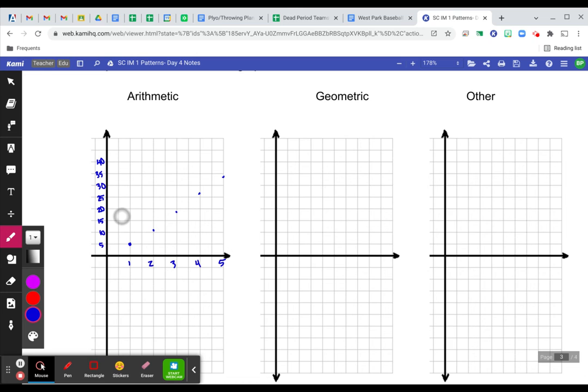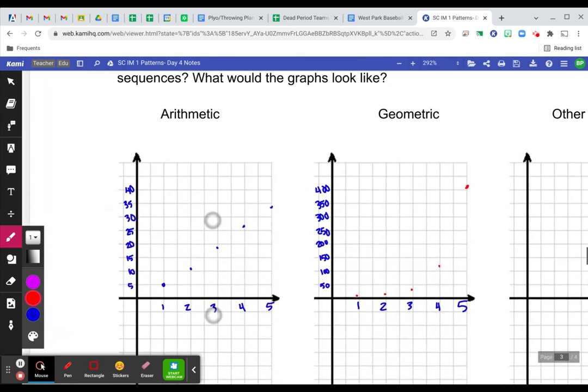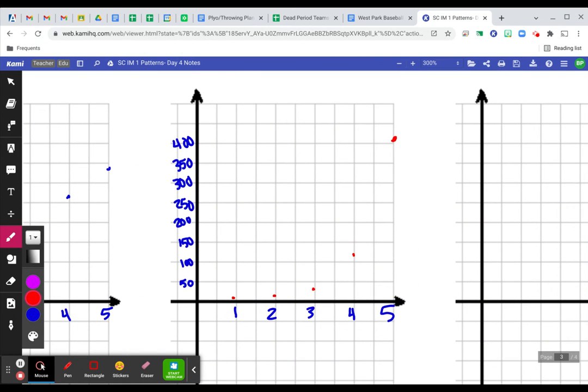Why don't you give the geometric one a try now? All right, once you have graphed the geometric, it's going to look something like this. And as you can see, the numbers here are much bigger than the numbers over at the arithmetic, and that's because geometrics are actually known as exponentials. And with exponentials, when you're multiplying, the numbers get big really, really fast.